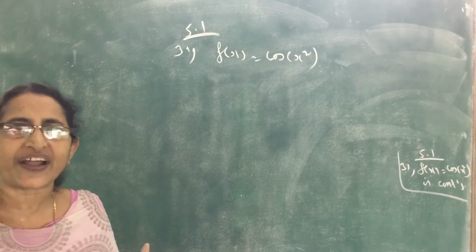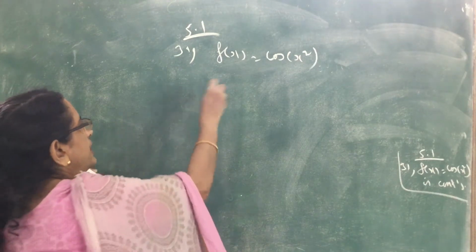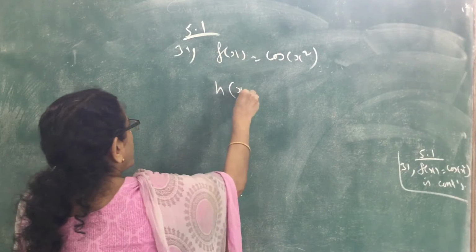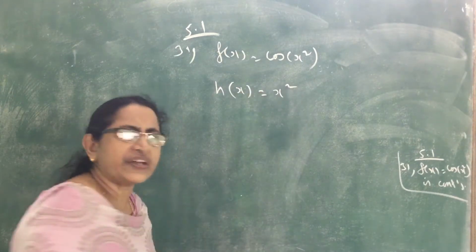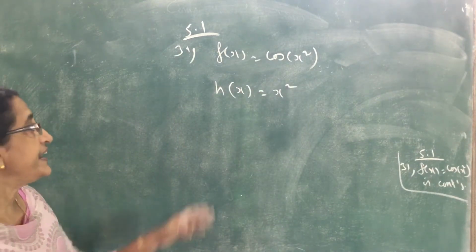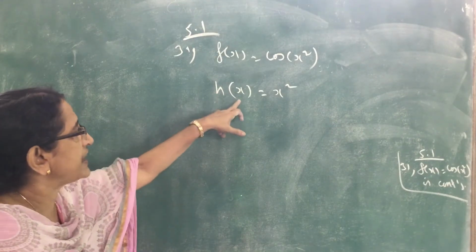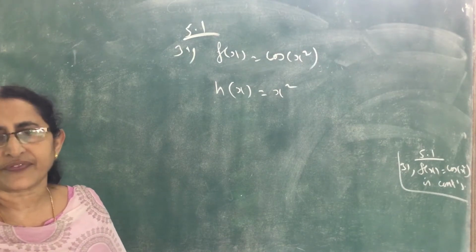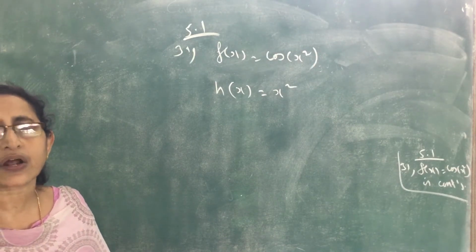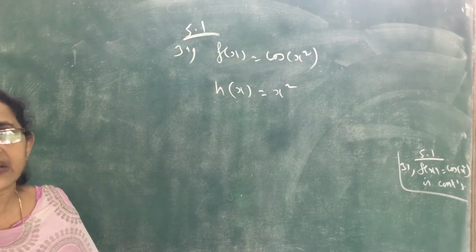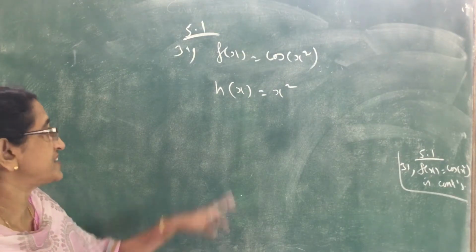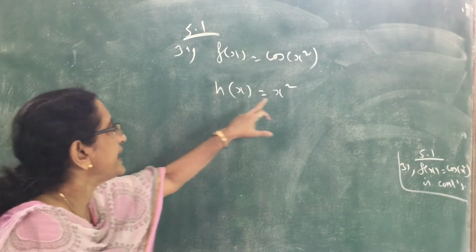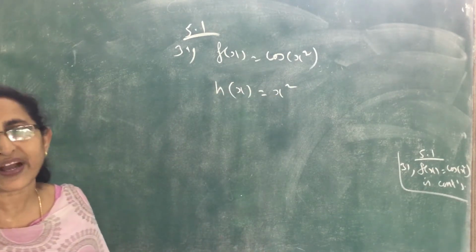For that we have to define two functions. We define a real function h such that h of x equal to x square. We usually define functions like that. We define f as f of x equal to x square or f of x equal to x plus 1. Like that we define a function h such that h of x, that is the image of x by this function, is x square.